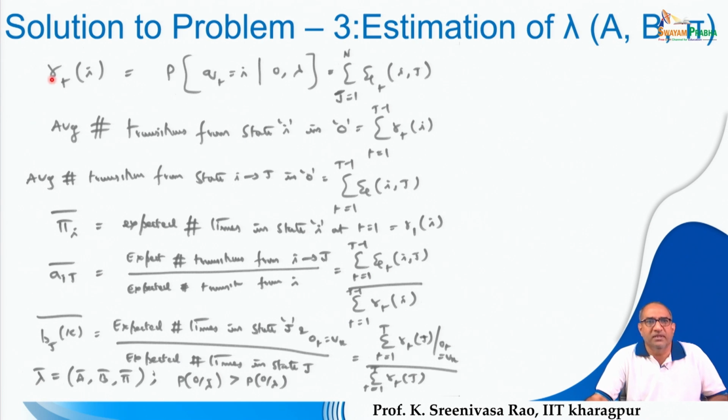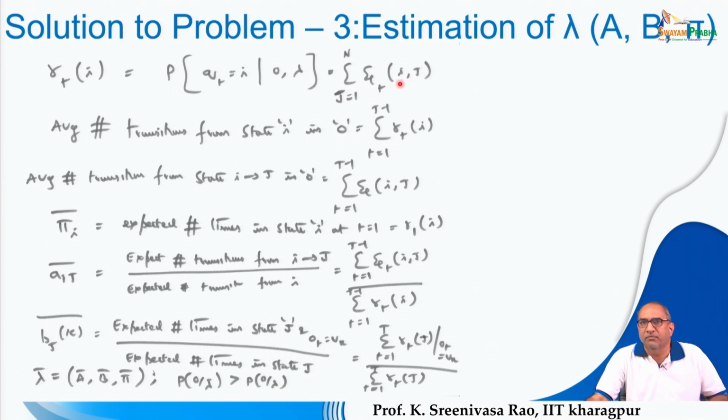And now, once we have gamma t and eta t of i, j, we can compute the parameters a, b, pi in the following way. You can write gamma t of i in terms of eta t of i, j, because eta t of i, j means we are restricting at both time t and t plus 1, i and j.